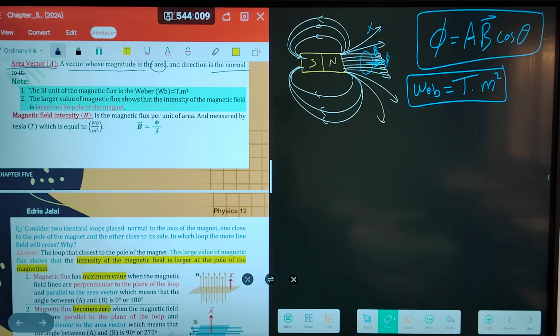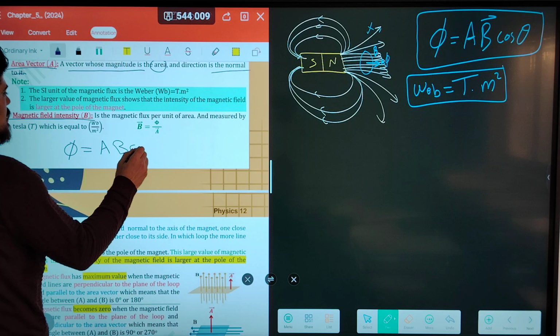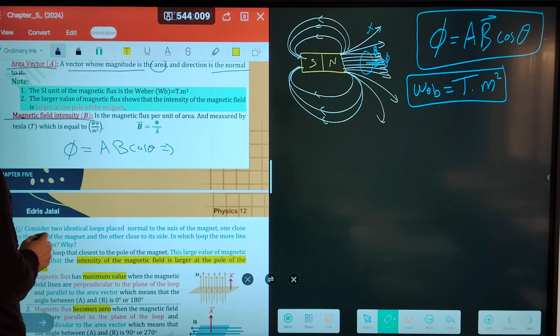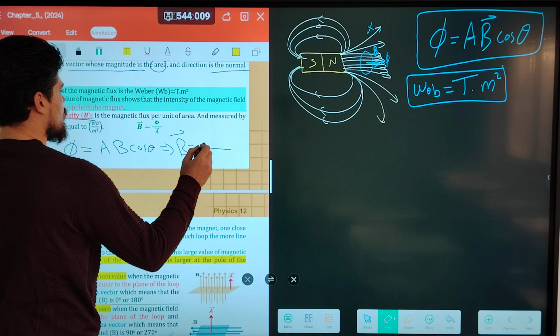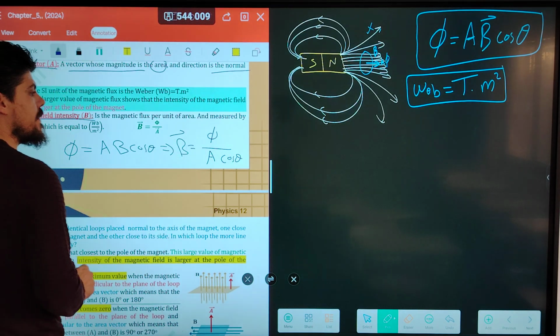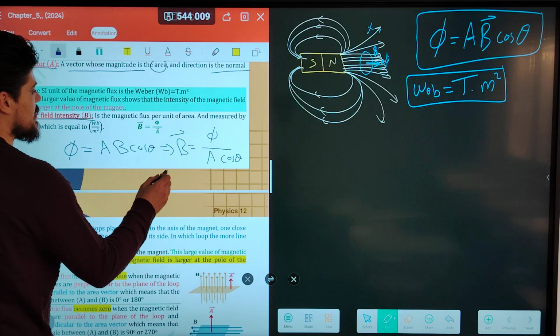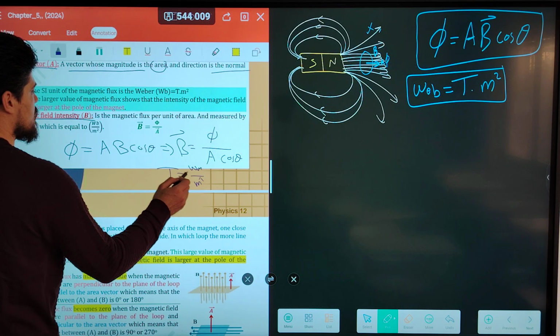A larger value of the magnetic flux shows a larger intensity of the magnetic field, larger at the pole of the magnet. This is the intensity of the magnetic field. Flux is equal to what? AB cosine theta. What about the magnetic field intensity? B is equal to what? B is equal to flux over A cosine theta. So Tesla is equal to Weber over meter square.